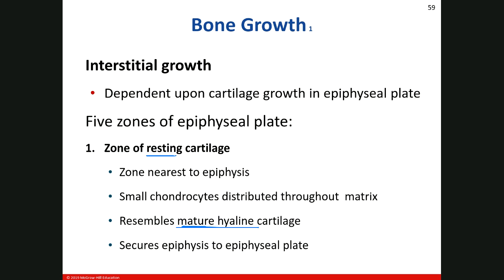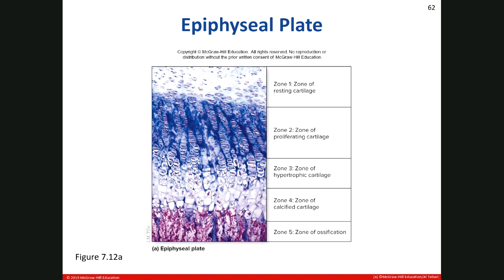You need to know where this zone is. It's the part that's closest to the epiphysis, furthest from the diaphysis. You will see a mature form of cell in that area, which is the chondrocyte. So this zone, nothing is happening right here. You can see a bunch of the cells are kind of spaced throughout. So that's the resting cartilage.